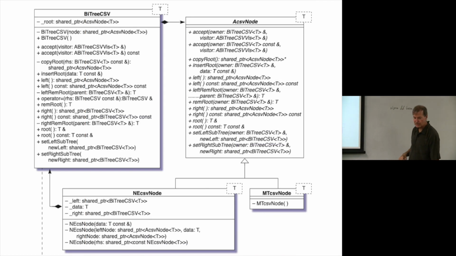So here is a close-up view of the host system, and we can see, check out, not only do we have copy root, insert left, operator gets, remove root, right, root, and set tree, we also have what are those two at the beginning that start with an A that are so important? Accept. And accept, what does it take as a parameter? An abstract visitor, and a bytree CSV viz. Right? So accept takes a visitor as a parameter.